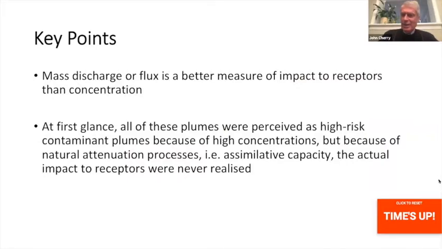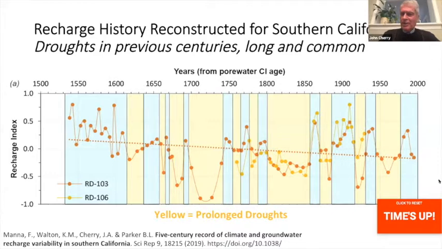Next slide. This slide shows some results that we obtained in Southern California for recharge over 400 or 500 years. The zones of yellow are droughts, and we can see that if we go back more than 100 years or so, we've had droughts in Southern California that in fact are much longer than the droughts that we've been hearing about in the last few decades.